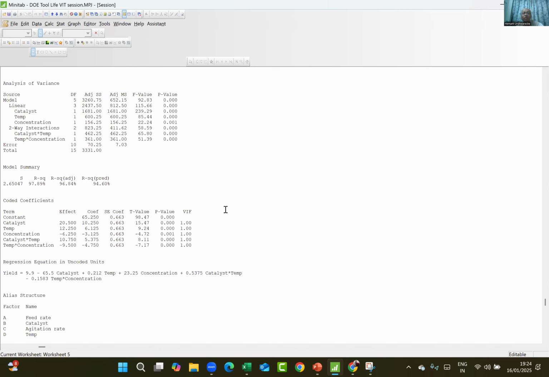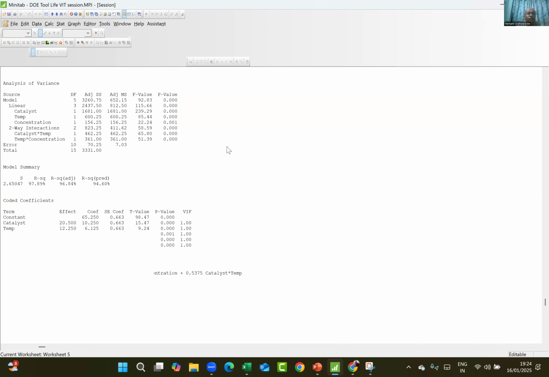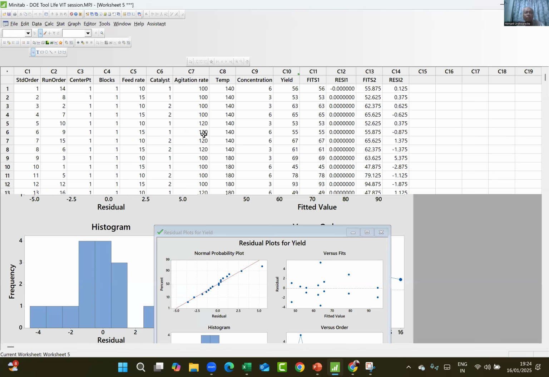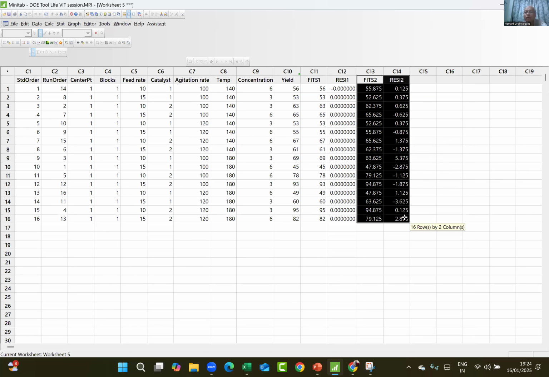Before that, I would like to explain the residuals because I didn't talk about the residuals yesterday. Residual plots of yield. So now there are four residual plots. If you look at the first one, this is the normal probability plot of the residuals. And I will again go back for a moment to this table. So you have another column, fits 2 and residual 2, which are for the second iteration when many of the effects were reduced.